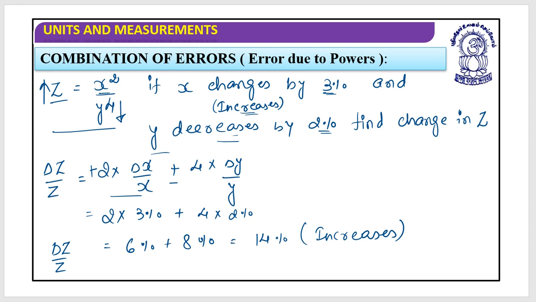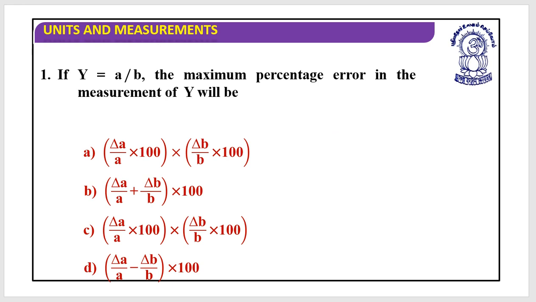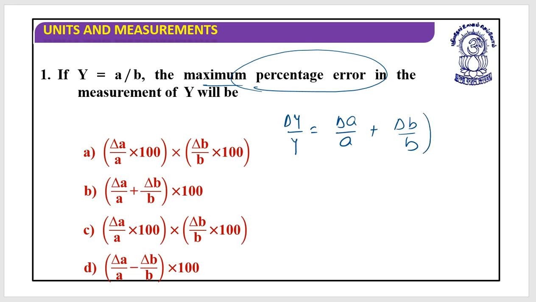Are you clear with this? Yes. So let's look at certain MCQs. What is given? They have given if y is equal to a by b, then maximum percentage error. Now, what is the percentage error in this? Delta y by y, that I know is delta a by a plus delta b by b. I have been asked maximum percentage, so I need to multiply this by 100. It's delta a by a into 100 plus delta b by b into 100. This is the error. It should look like this.